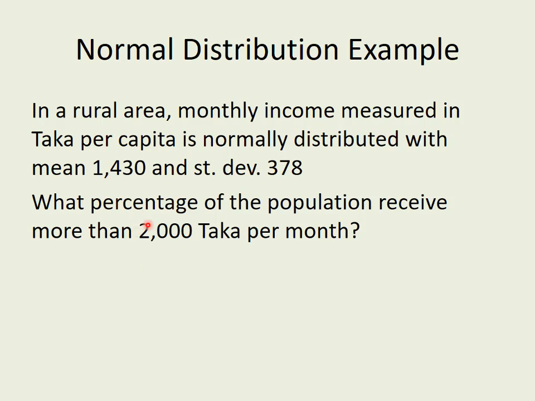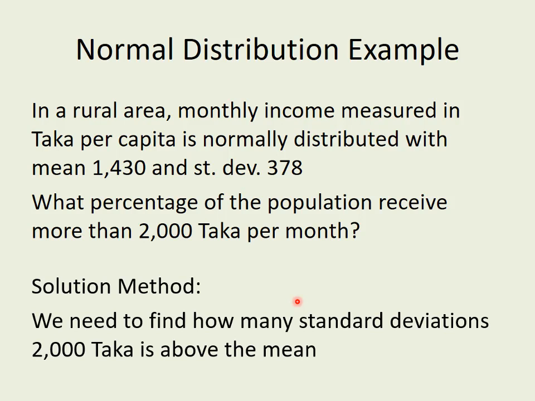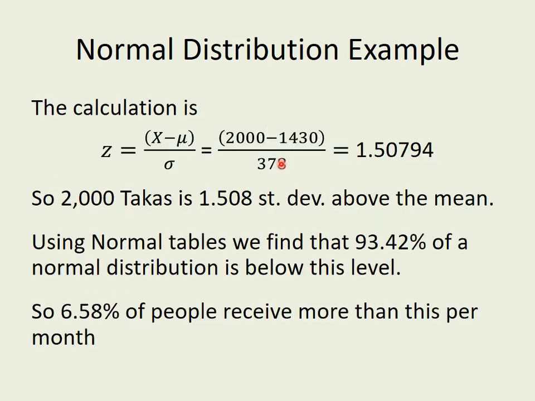So if the mean is this, and this is 2,000, clearly it will be above 50%. But how much exactly is what we calculate on the next page. The solution method is, you need to find out how many standard deviations it is from here to here. So you go from here to here, divide by 378, then you can look it up.